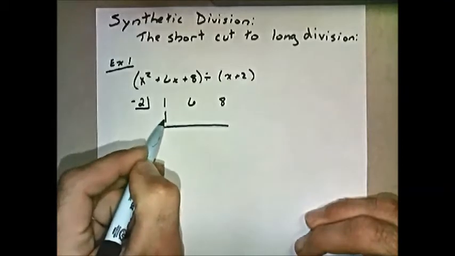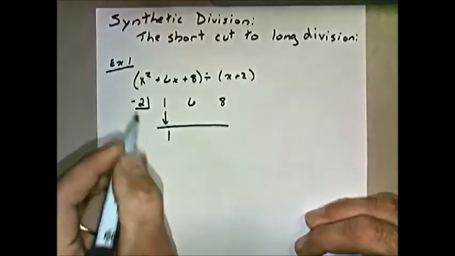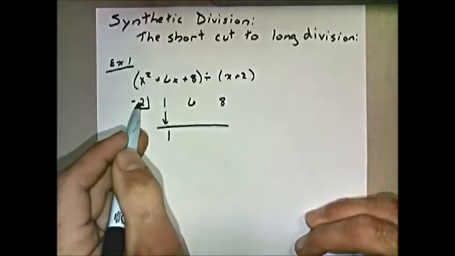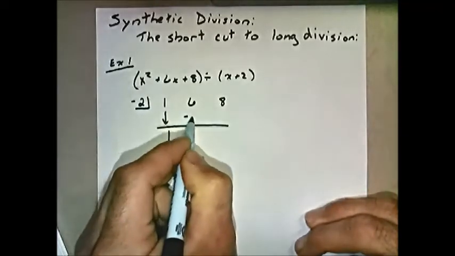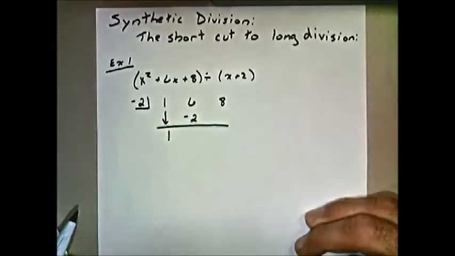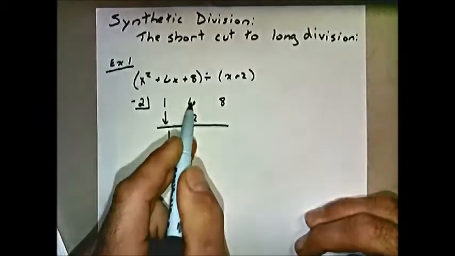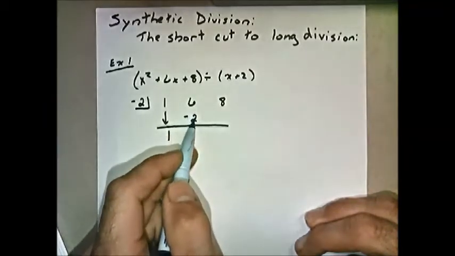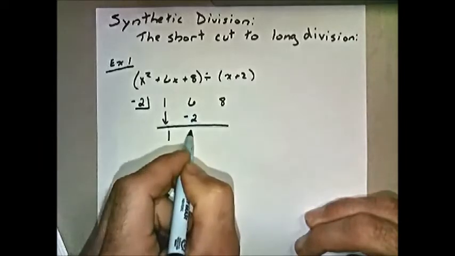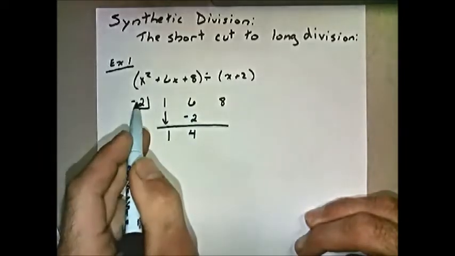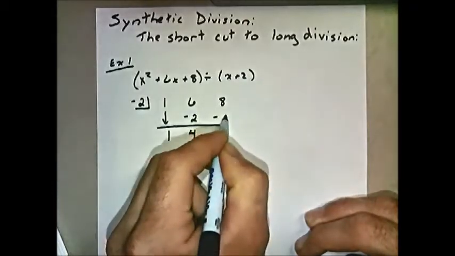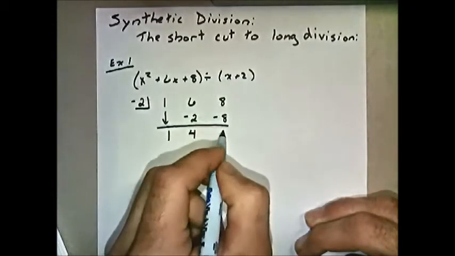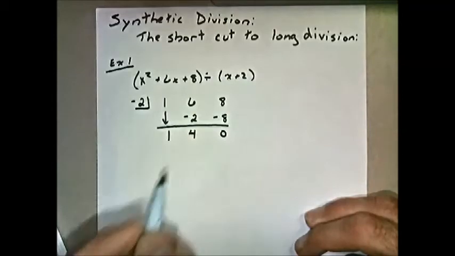We're going to first bring down the first number. We're going to multiply the number in the box to the number below the line and bring it to the next position on our line. We're going to add 6 minus 2. In this case, we're subtracting. And then we're going to do the same thing. -2 times 4 gives us -8. And we're going to add together, and this will give us 0.